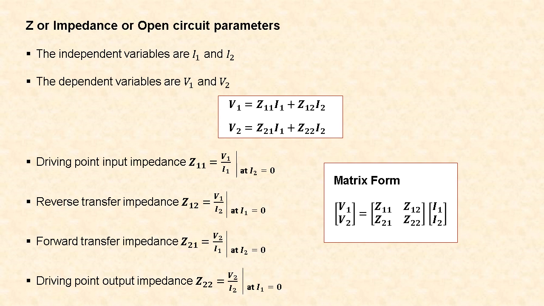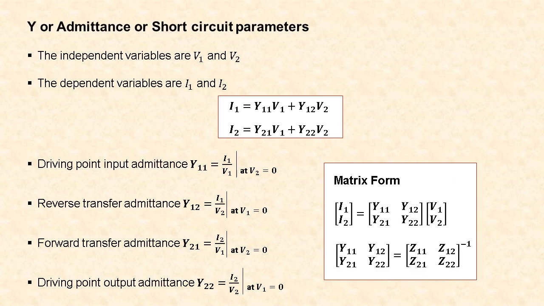Here, Z11 is called the open circuited driving point input impedance and is given by V1 by I1 at I2 equal to 0. Z12 is called the open circuit reverse transfer impedance and it is given by V1 by I2 at I1 equal to 0. Z21 is given as V2 by I1 and it is called the open circuit forward transfer impedance. Z22 is called the open circuited driving point output impedance and it is given by V2 by I2 at I1 equal to 0. The matrix form of the equations is shown here.